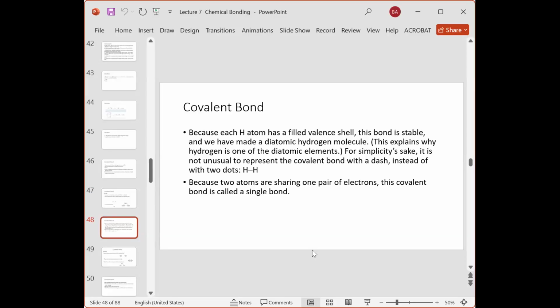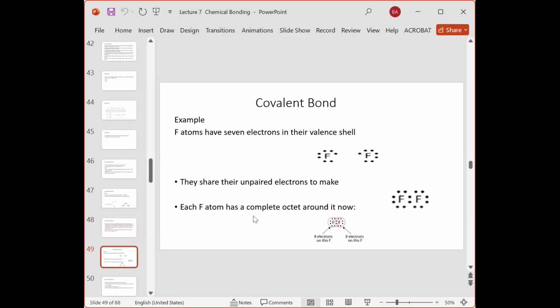We can also represent this bonding with a structure like this, H-H. This one is just a single bond, because it's just 2 electrons that the 2 atoms are sharing. So we call it a single bond. We have double bonds, we have triple bonds. This one is a single bond because it's 2 electrons. Now let's talk about fluorine.